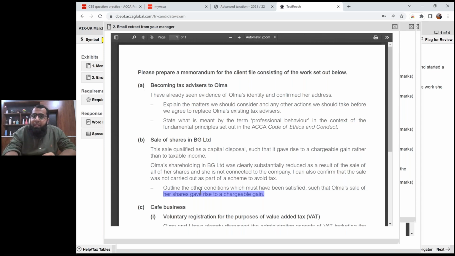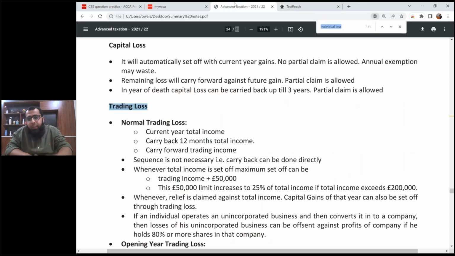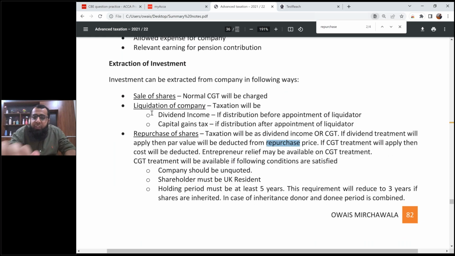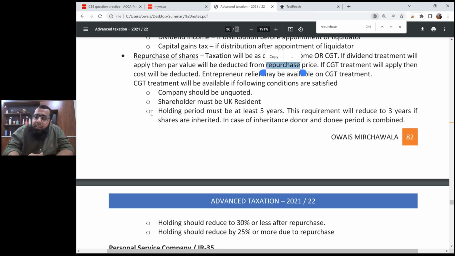If you don't remember, just click on the summary notes, press Ctrl F, find and write repurchase of shares. Here is the treatment of repurchase of shares. Sir, how can I access these summary notes? On the handouts tab, it is available. You can download it from there. If you are not able to find them, you can message me on WhatsApp. I'll share it after the class.